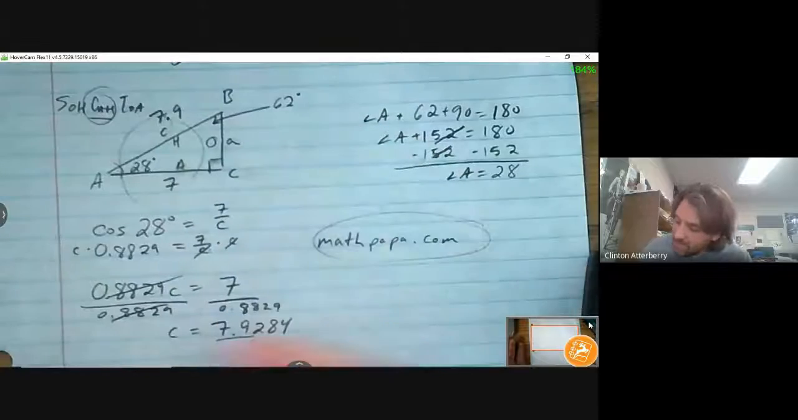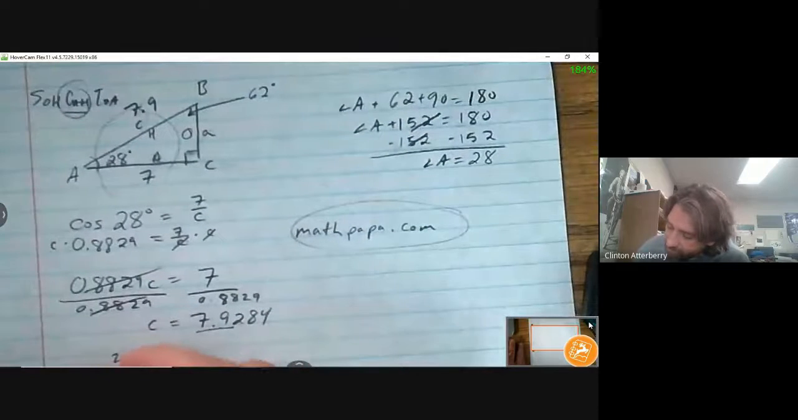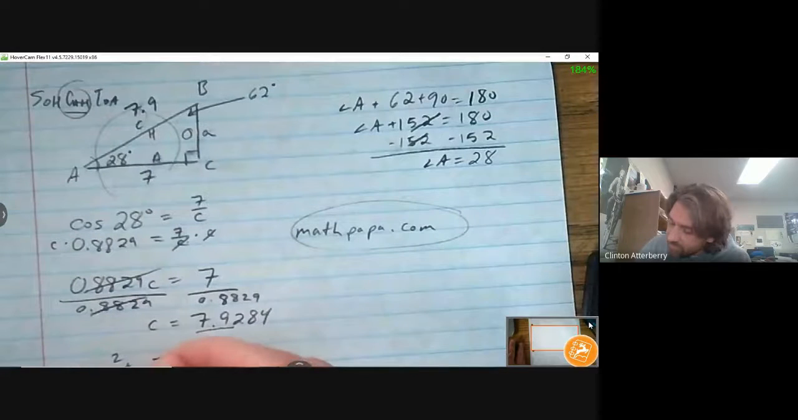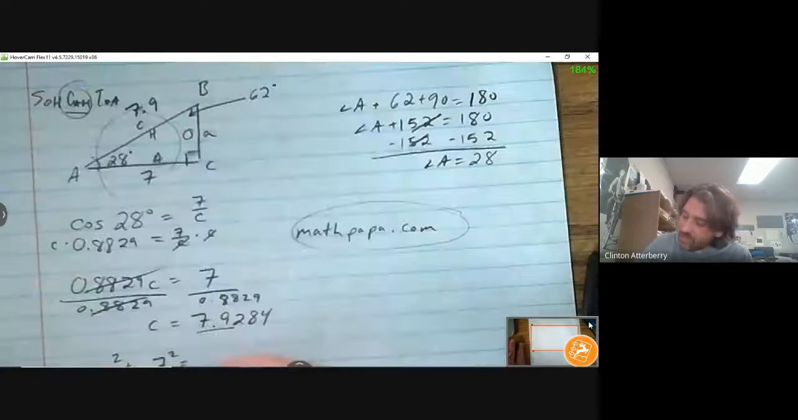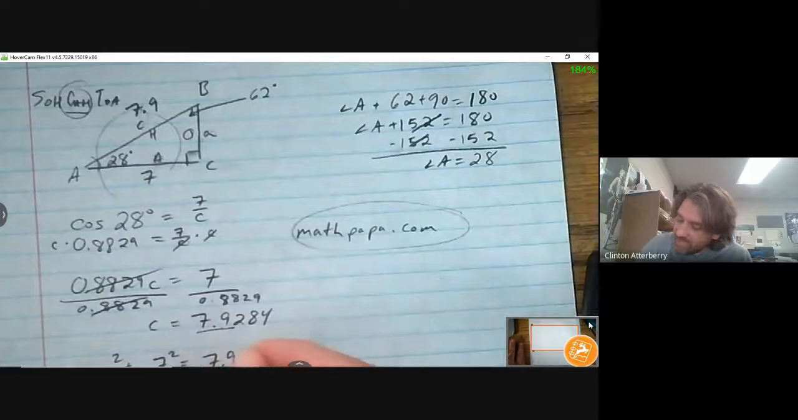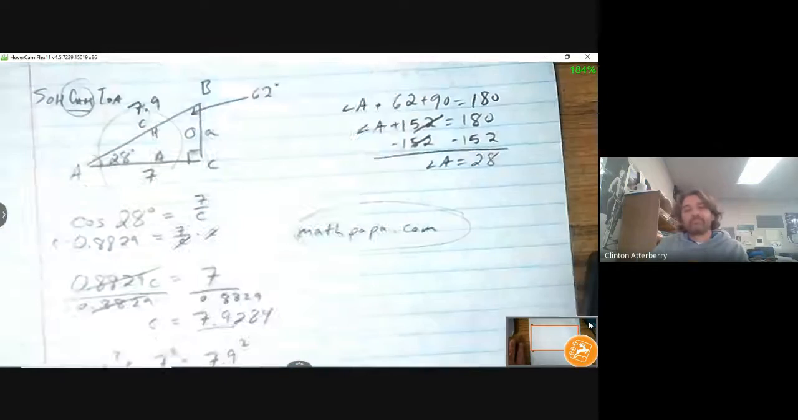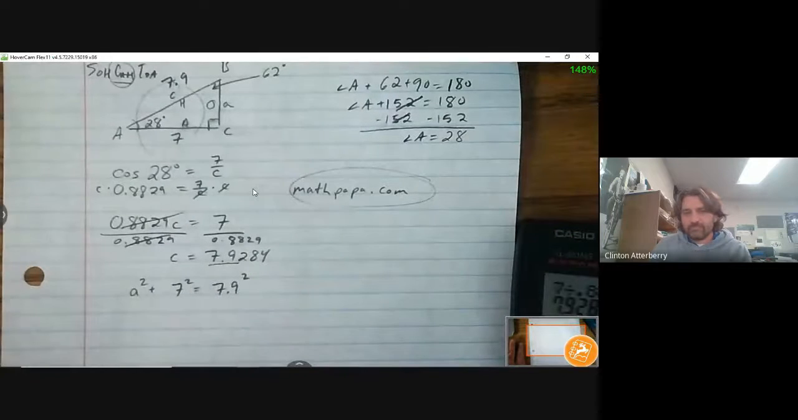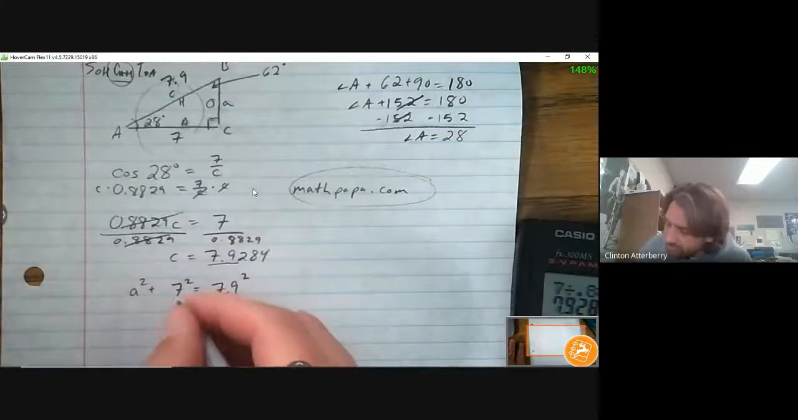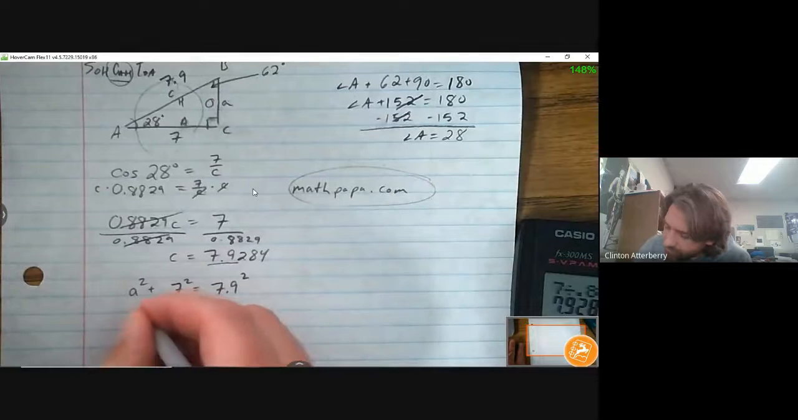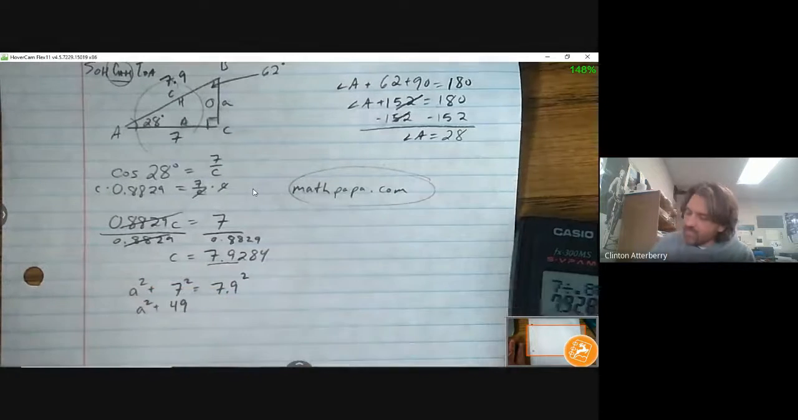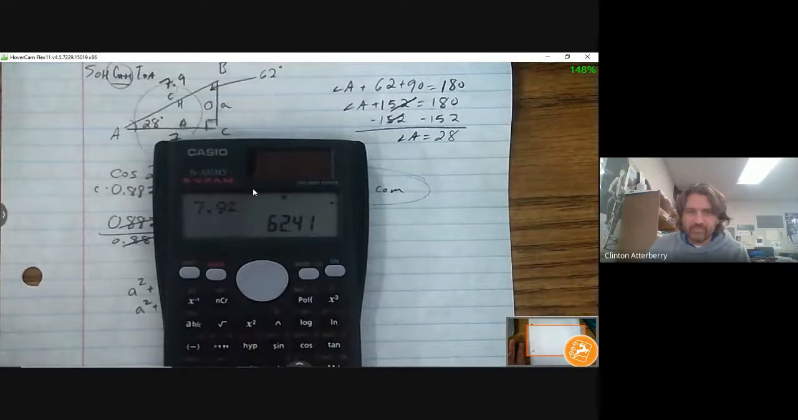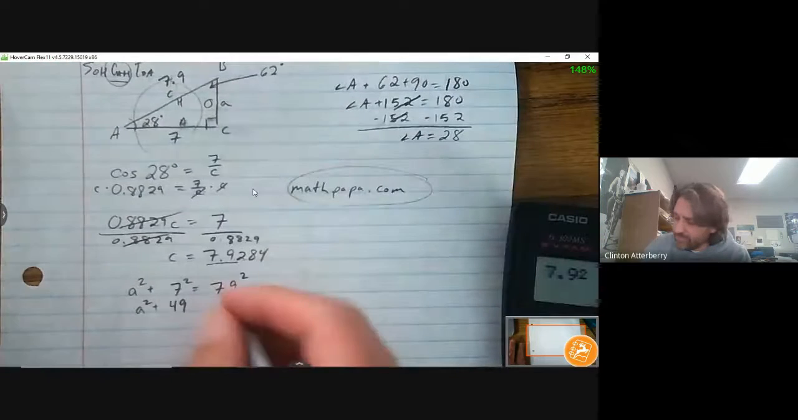And we can say a squared plus our b squared, which is 7. So 7 squared. And that's going to equal 7.9, but that is being squared. So 7 times 7 is 49. a squared, still a squared. Now 7.9 squared is equal to 62.41.